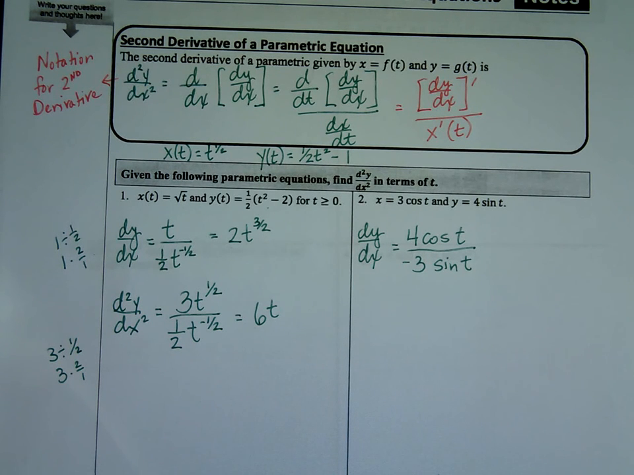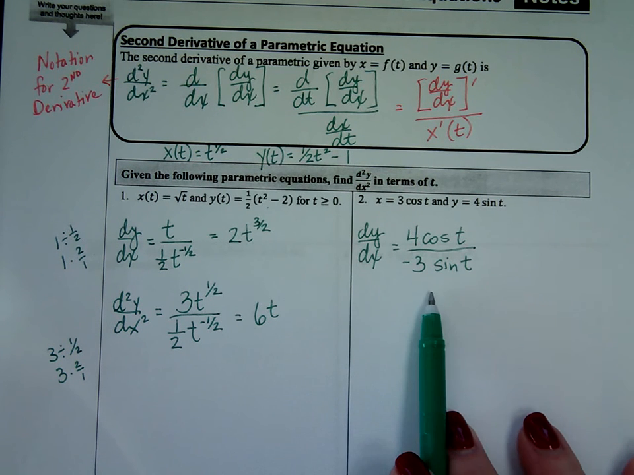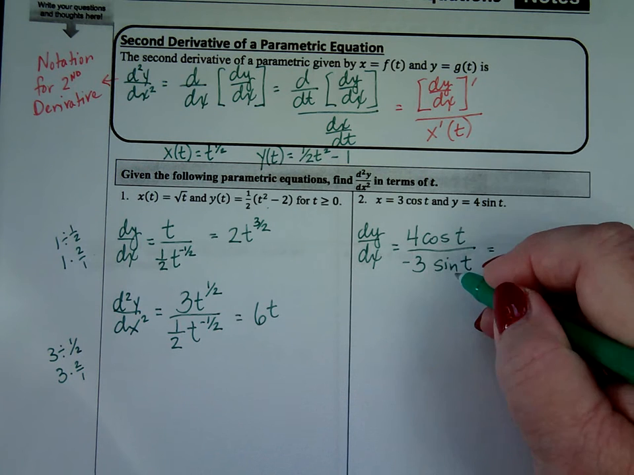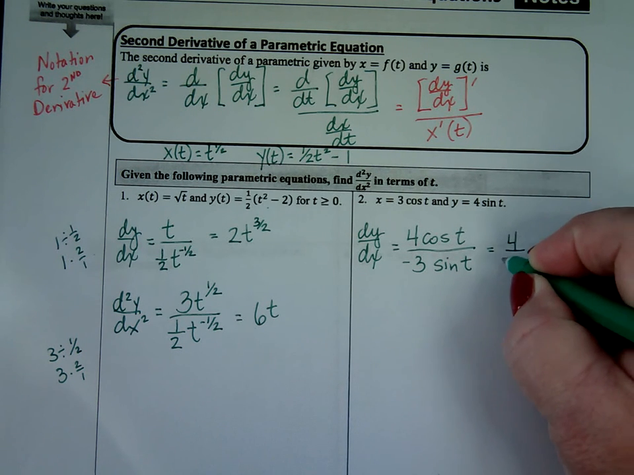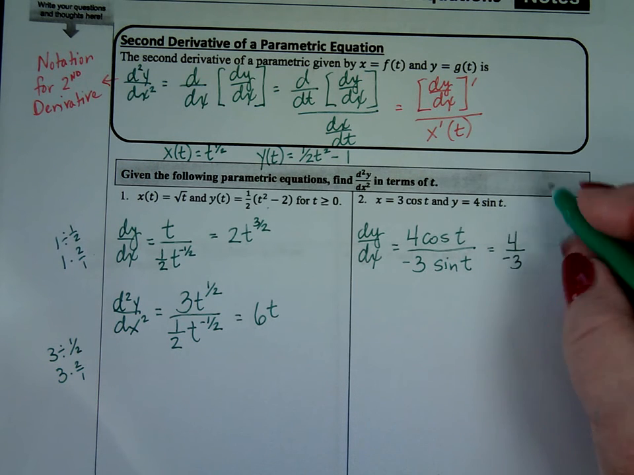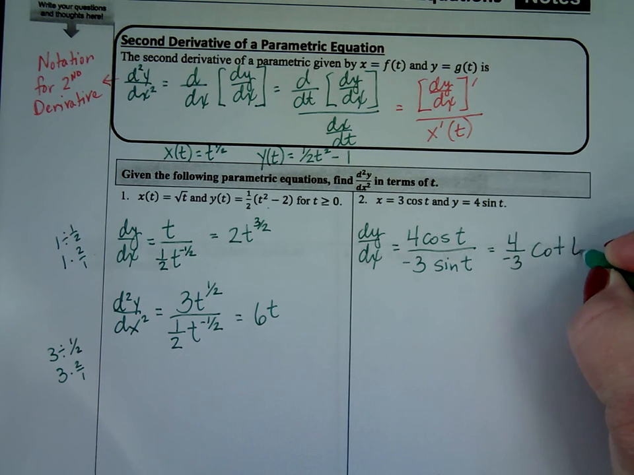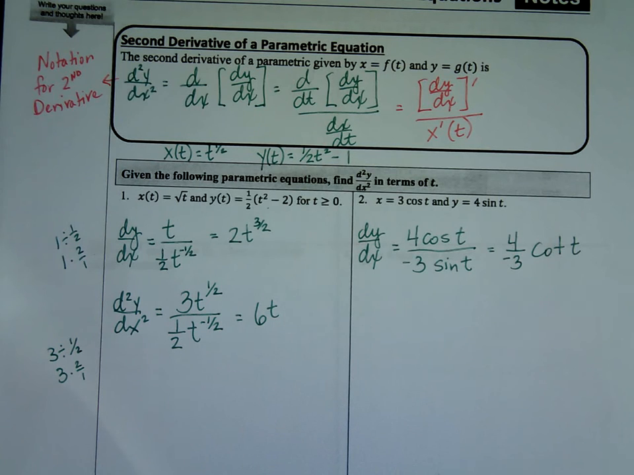Now you're going to see that they use a whole lot of trig identities in these problems. This is a perfectly fine derivative the way that it is, but if I have to take a second derivative of that, I'm going to have to use the quotient rule. But there's a way to avoid that. They try to use the trig identities so that you don't have to get too cumbersome in these things. Cosine over sine is one of the quotient identities. So you'd have 4 over negative 3, negative 4/3. Cosine over sine is cotangent of t. And you see how that eliminated having to use the quotient rule on this thing.